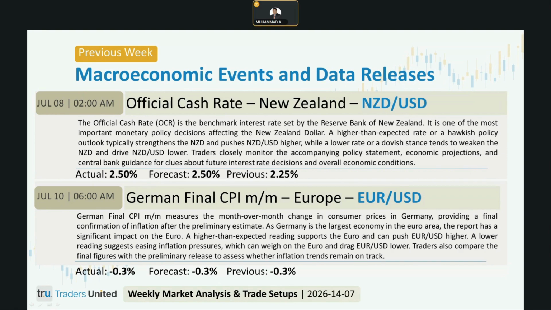The key market drivers observed: the German final CPI actual minus 0.3% versus the forecast of minus 0.3%. So as expected, we got the same number, and the previous reading was the same as well. The inflation was unchanged from the previous reading. Stable inflation outlook in Germany also was a driver. Broader US dollar strength across the forex market actually pushed the euro USD to the downside. So market focus shifted to broader macroeconomic developments.